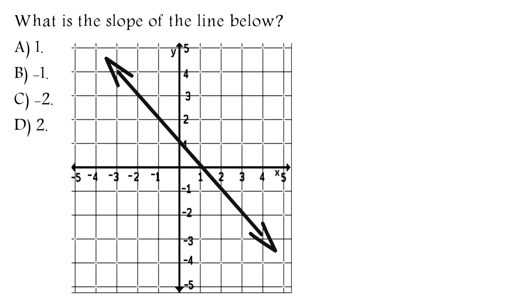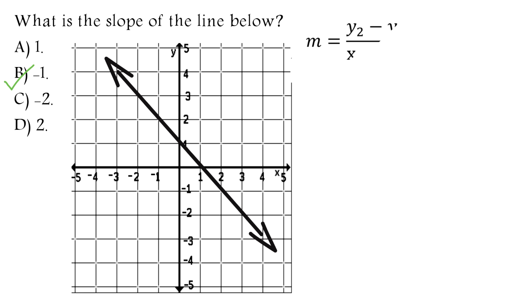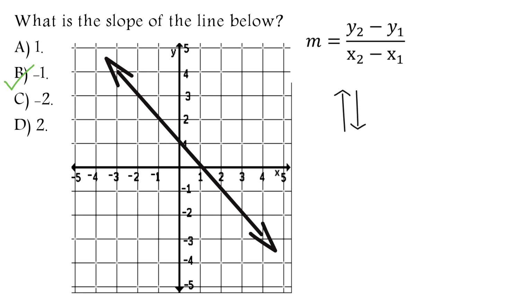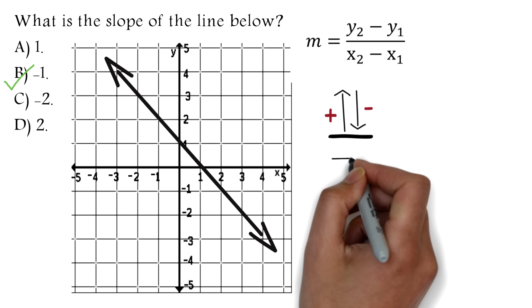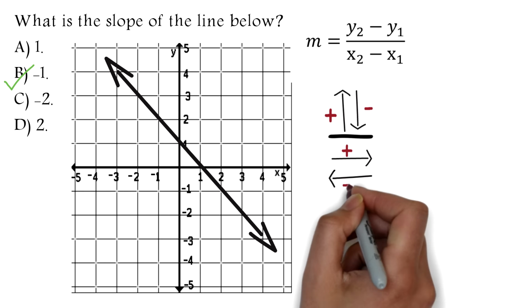What is the slope of the line below? A. 1. B. -1. C. -2. D. 2. The correct answer is B. -1. The slope of a line is the change in y over the change in x. We know that the change in y simply means how many points you are going up or down. If you are going up, then you have a positive change. If you are going down, then you have a negative change. The change in x simply means how many points you are going to the right or left. If you are going to the right, then you have a positive change. If you are going to the left, then you have a negative change.